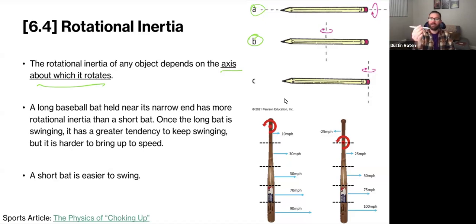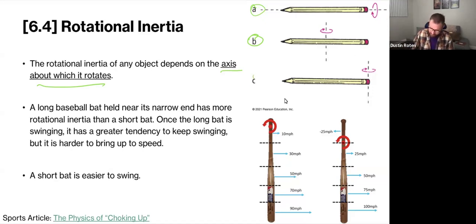I can't do a full circle, but I can wiggle it, right? That's going to give me a partial rotation. So it turns out this is a little bit harder than this, right? So I can do this all I want to. That's easy. This is a little harder because I have more mass and more length. So I have more mass away from my axis of rotation.